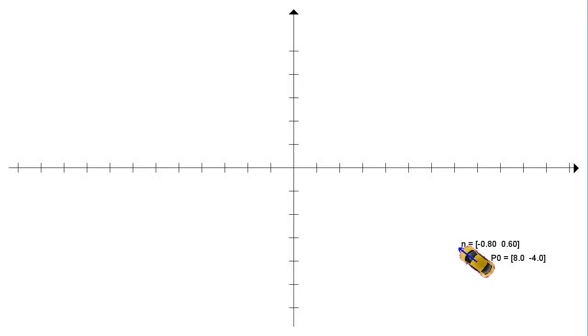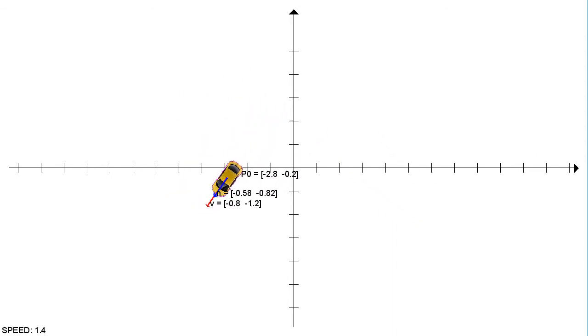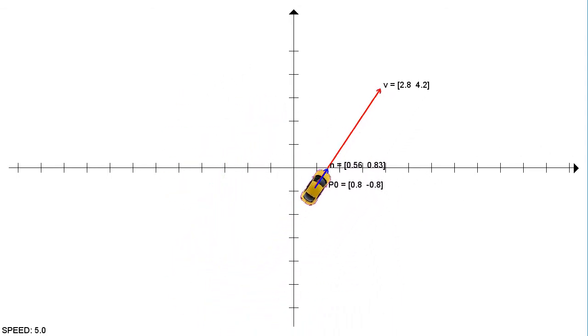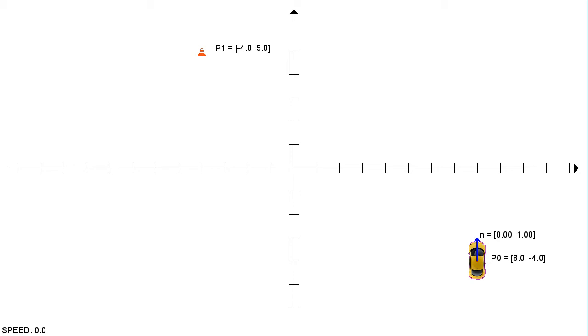Again, back to the initial position. Display the speed value and observe how it changes. Again, back to the initial position. Add this small traffic cone and make the car drive towards the traffic cone. To make it possible, we need to find the displacement vector, shown now, which provides the relational position of the cone. Note that both the direction vector and the velocity vector must be aligned with the displacement.